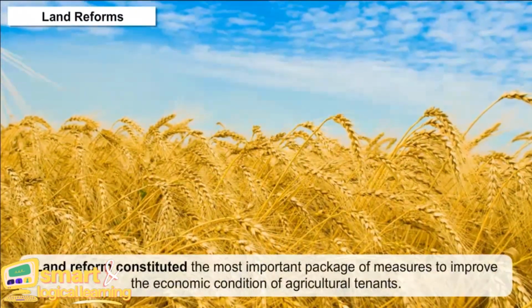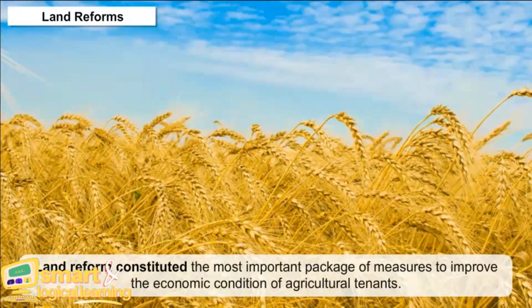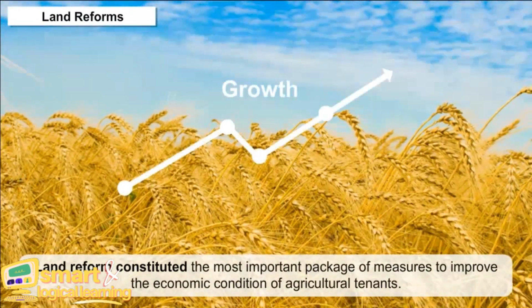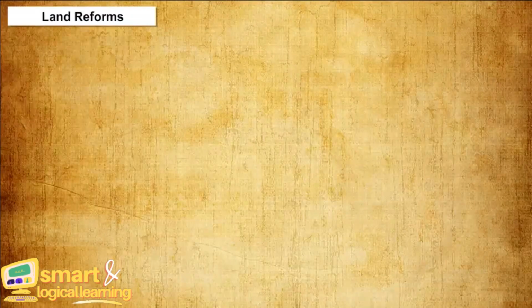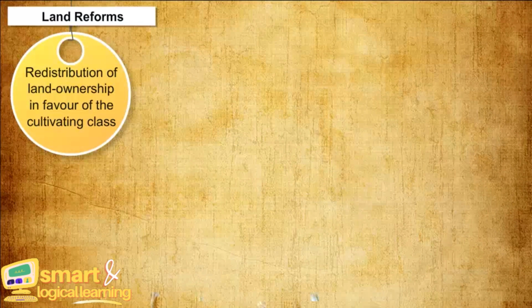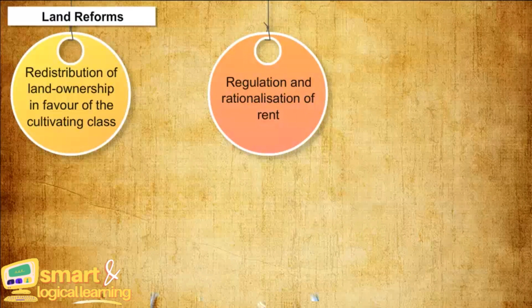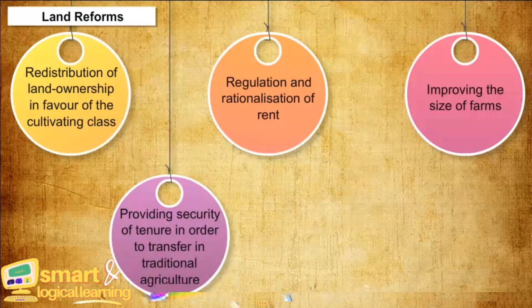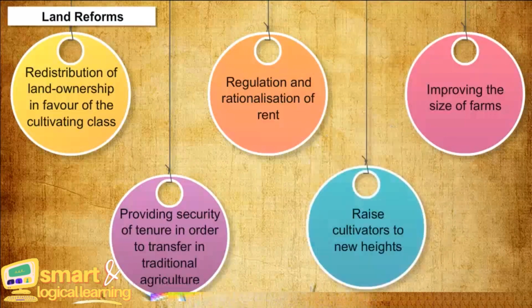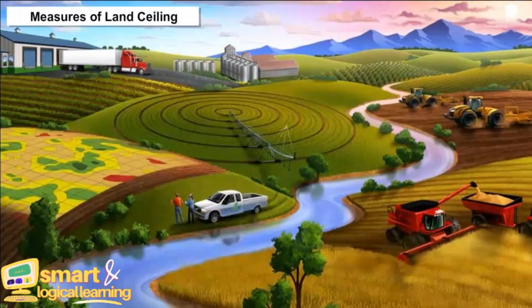Land reform constituted the most important package of measures to improve the economic condition of agricultural tenants. It aimed at the redistribution of land ownership in favor of the cultivating class, regulation and rationalization of rent, improving the size of farms and providing security of tenure in order to transform traditional agriculture and raise cultivators to new heights. Measures of land ceiling.